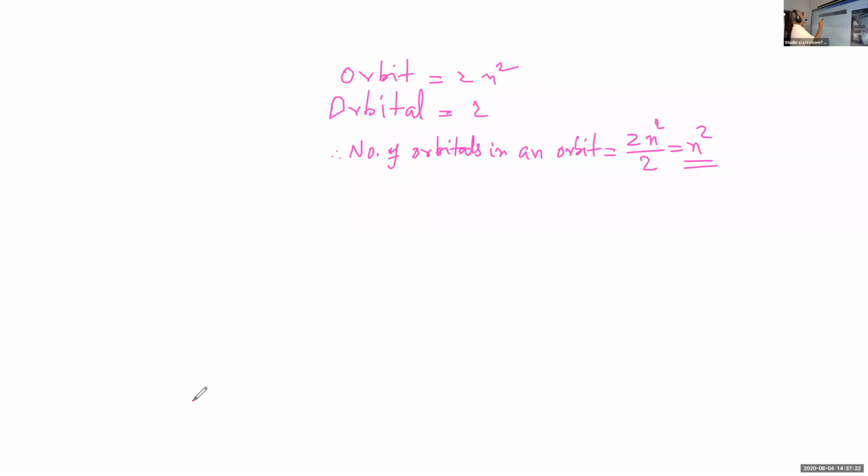So I shall repeat this. Maximum number of electrons in an orbit is equal to 2n square. Maximum number of electrons in an orbital is equal to 2. Therefore, the number of orbitals in an orbit or shell is equal to n square. Okay. So you will get the number of orbitals in an orbit.